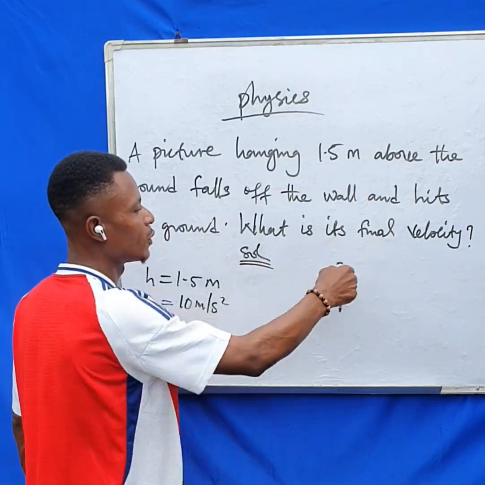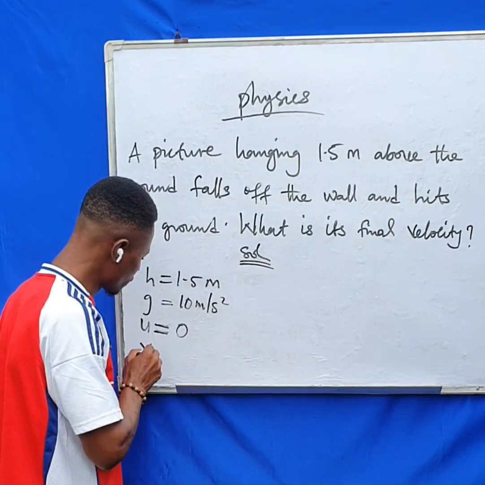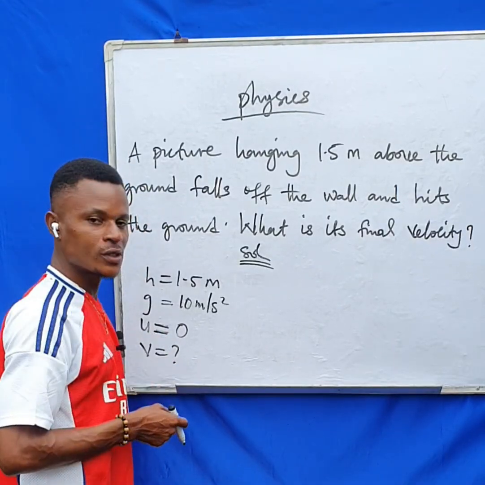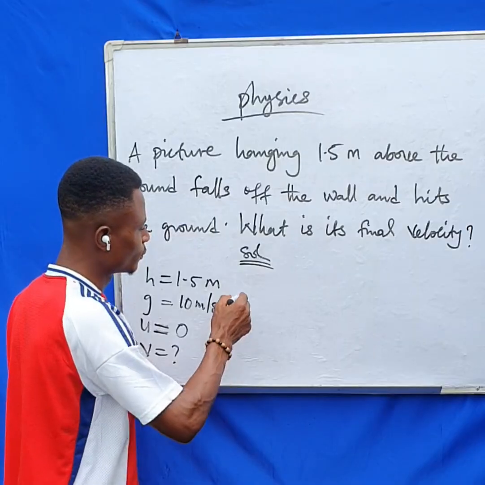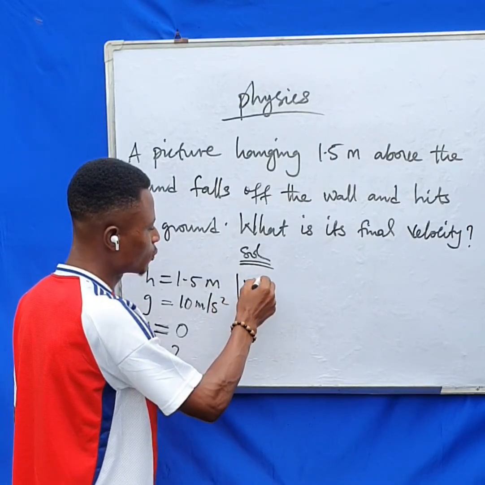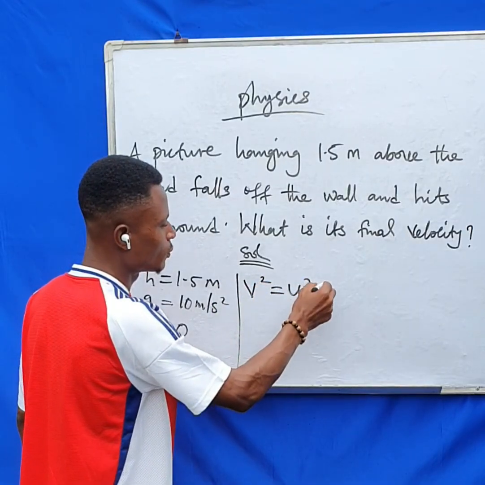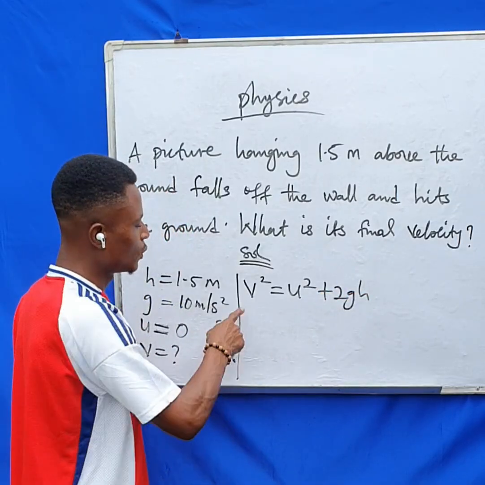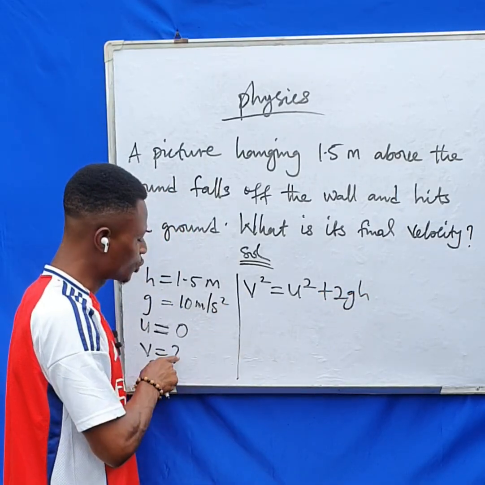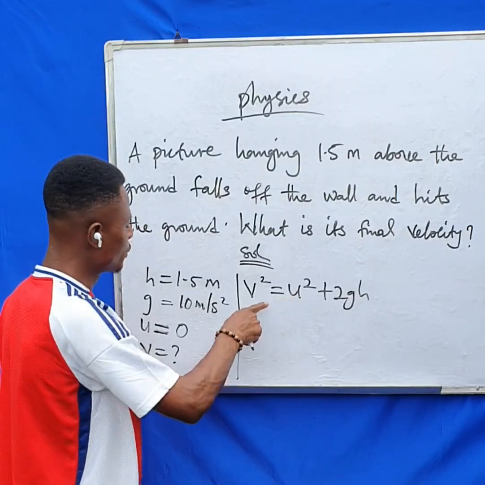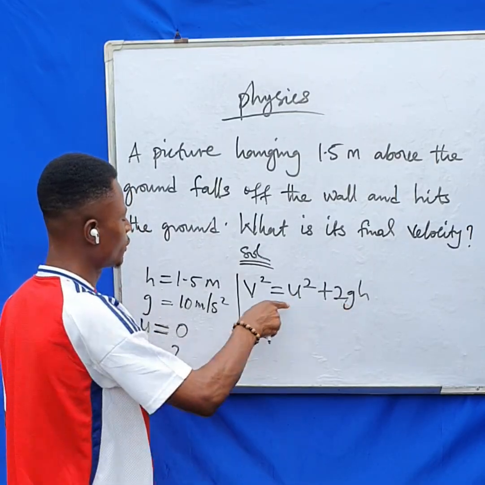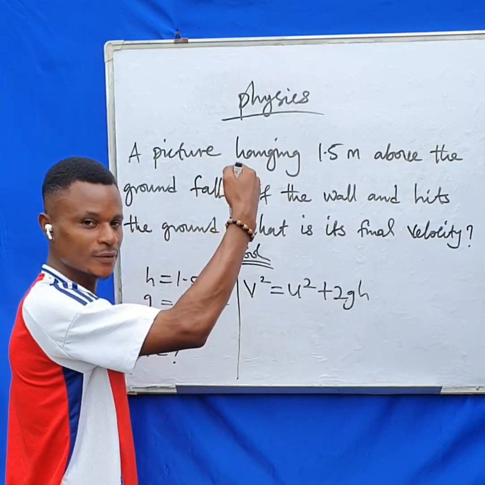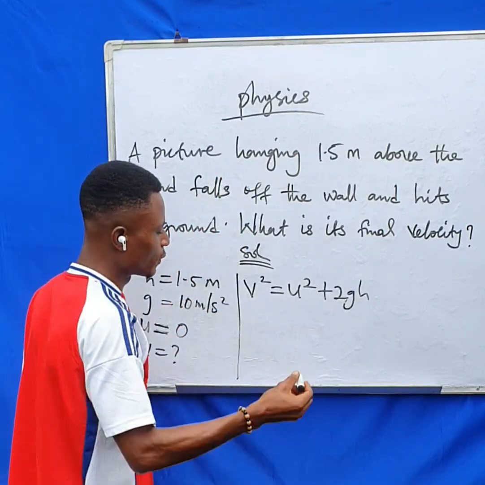They said, what is the final velocity? Final velocity is not given to us, so we can say v equal to unknown. Now, how do we calculate the final velocity? You need this formula: v squared equal to u squared plus 2gh. This v here is the final velocity which they ask us to calculate. The u is the initial velocity, g is the acceleration due to gravity, and h is the height in which the picture is hanging.